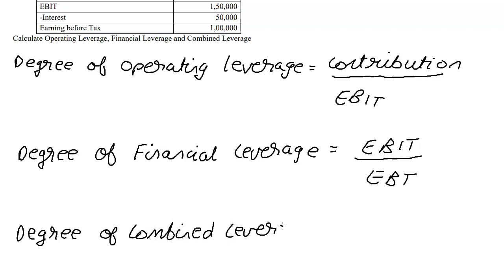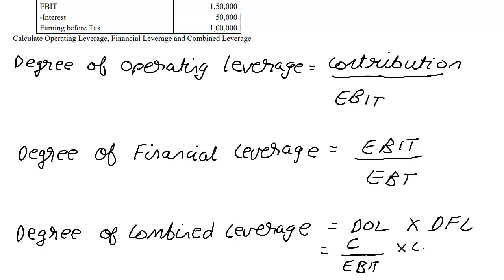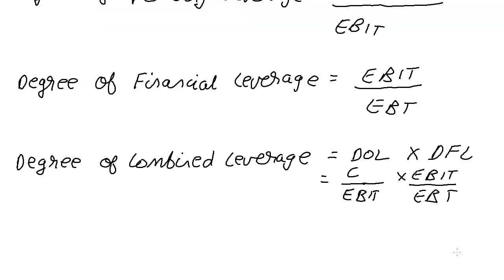And then finally, degree of combined leverage is equal to degree of operating leverage, this, into degree of financial leverage, which is this. Okay, and we can literally put it in. So we have C upon EBIT into EBIT upon EBT, which is as good as saying C upon EBT.